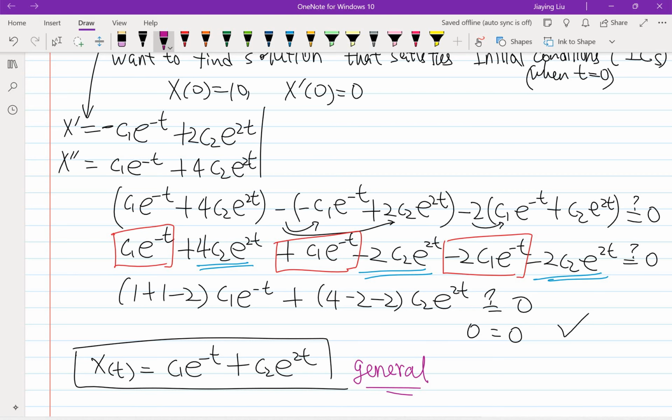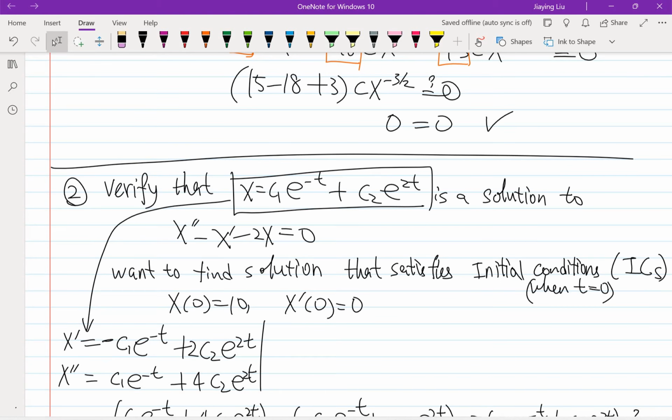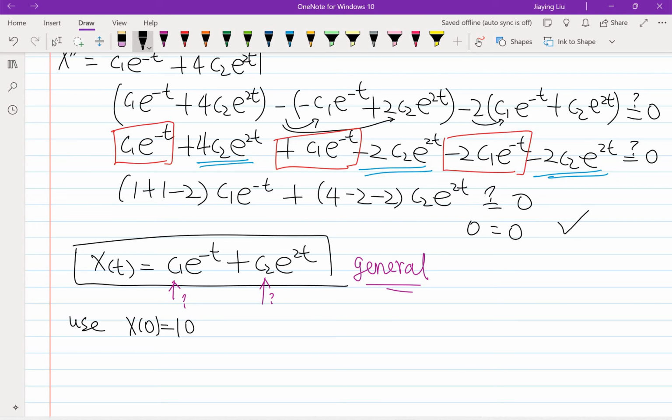We want to know the specific solution that satisfies the given initial conditions. So we want that solution to satisfy those two conditions. Basically, we need to find out what c1 and c2 are. So we need to know this number and this number. We're just going to take the initial condition and plug it into this solution. So use the initial condition, x of 0 equals 10. So we're just going to take this, x equals 10, t equals 0, right? t equals 0, x equals 10, put in there.